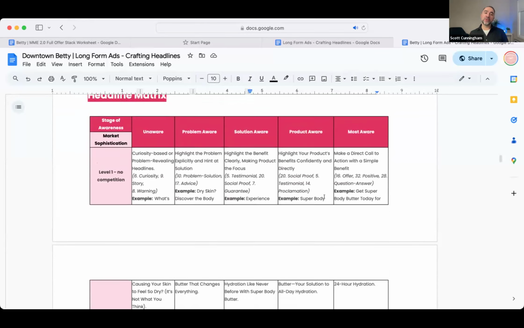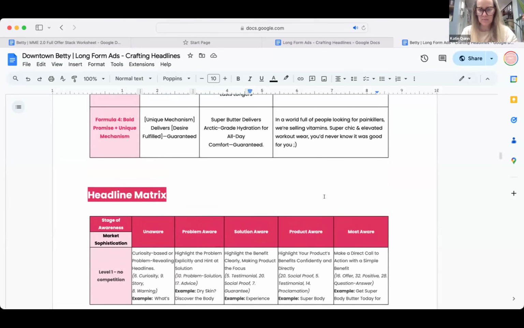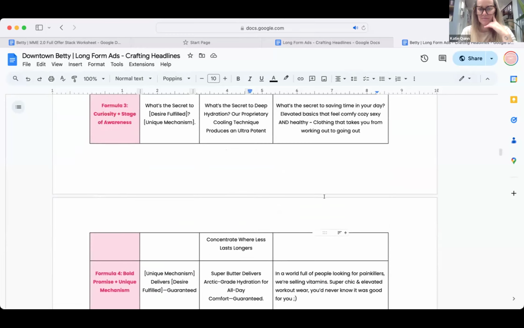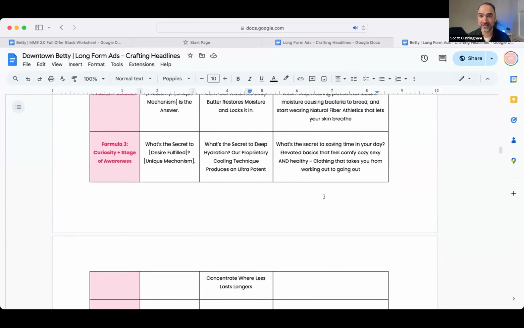I would caution you on one thing, and I've already said it, so I'm just going to say it again: we can't assume the market knows. I like that headline a lot. We'll test it, right? But there is a chance where they're like, what, workout wear that's good for me? Nah. Because they're just not at the level where they're mass educated yet. So that's why I want to leverage proof that the market is learning.